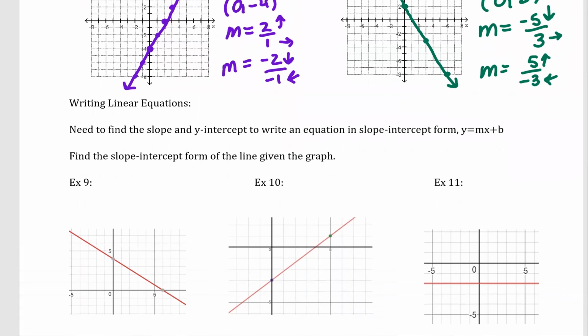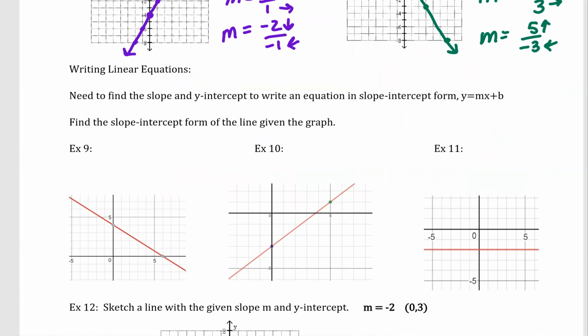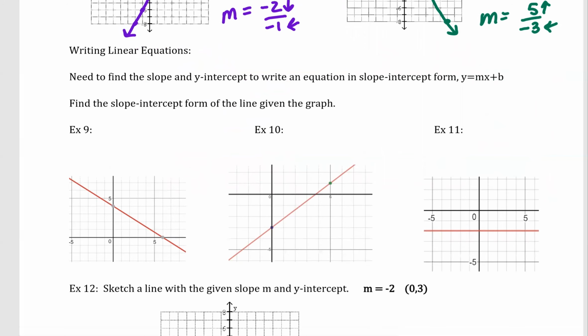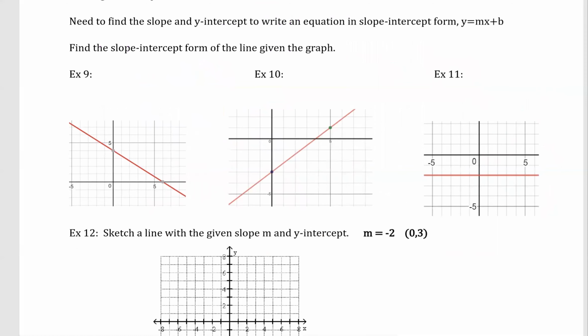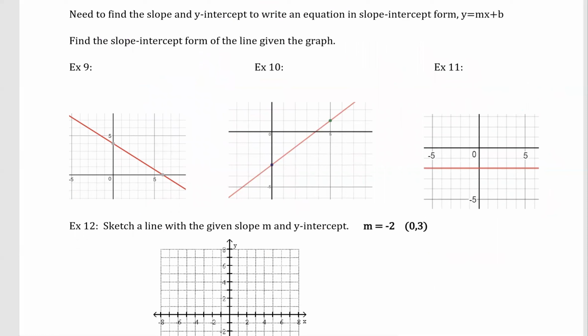The next part, we'll be writing linear equations. In order to write a line in slope-intercept form, we need the y-intercept and the slope. So for example 9, let's first locate the y-intercept, which is at (0, 4). And then next we need to count the slope, or we can calculate it using the slope formula with the 2 points.